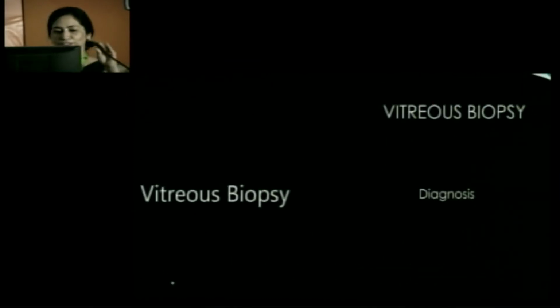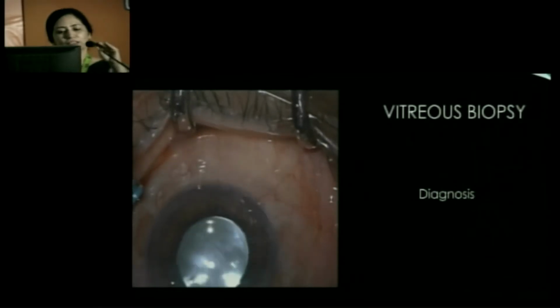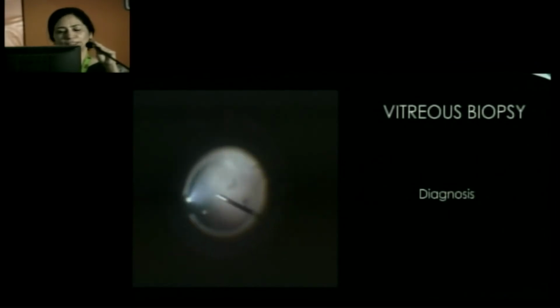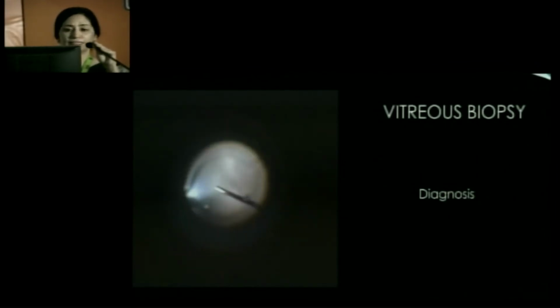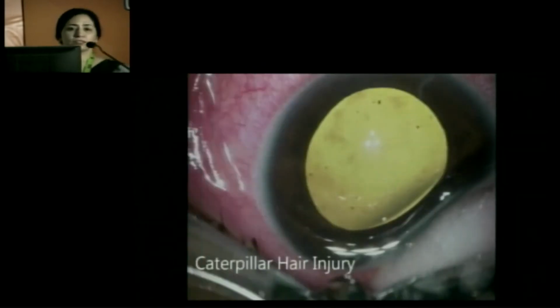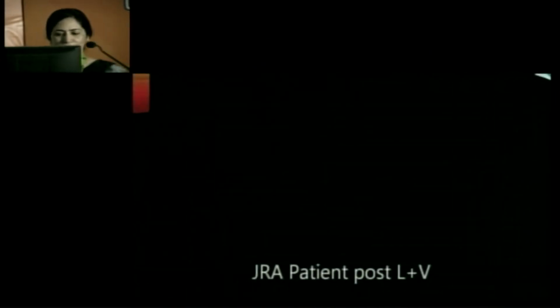Can you play the video? Yeah. Thank you. So vitreous biopsy is to take an undiluted vitreous sample and then inject the air so as to avoid hypotony and lens touch. And this is important for the diagnosis. So both these patients turned out to be fungal endophthalmitis.